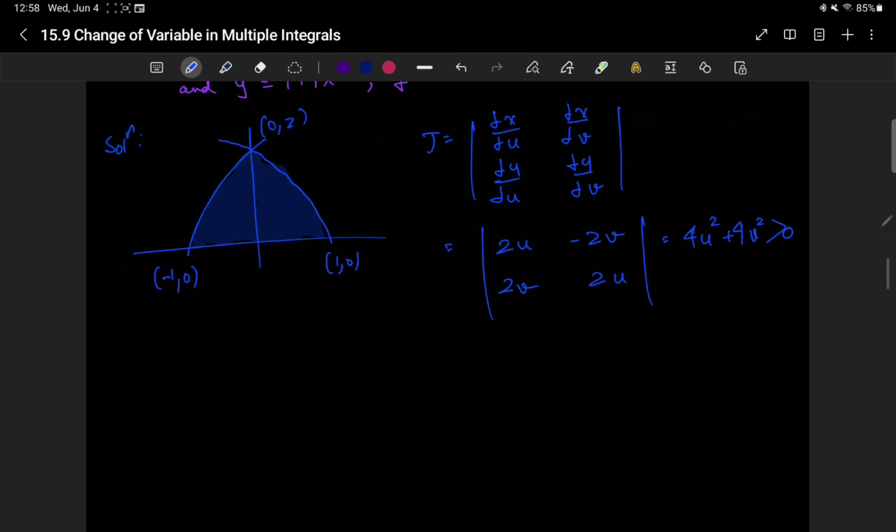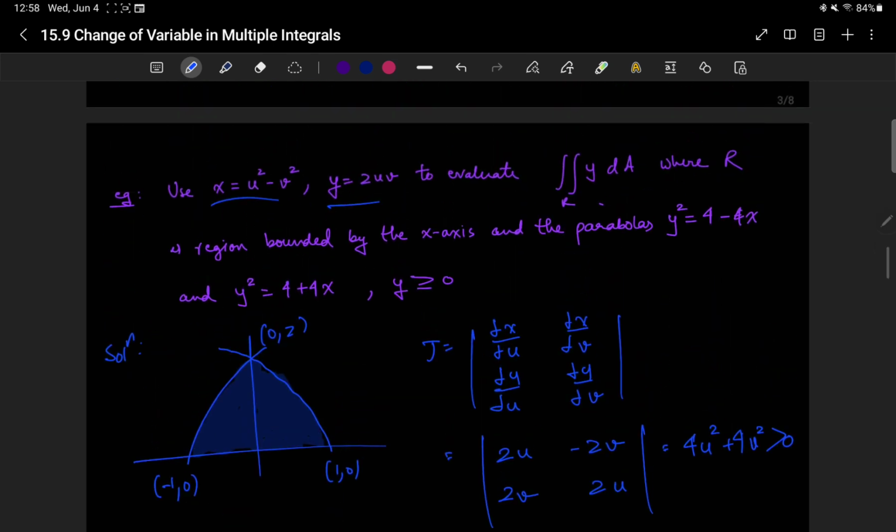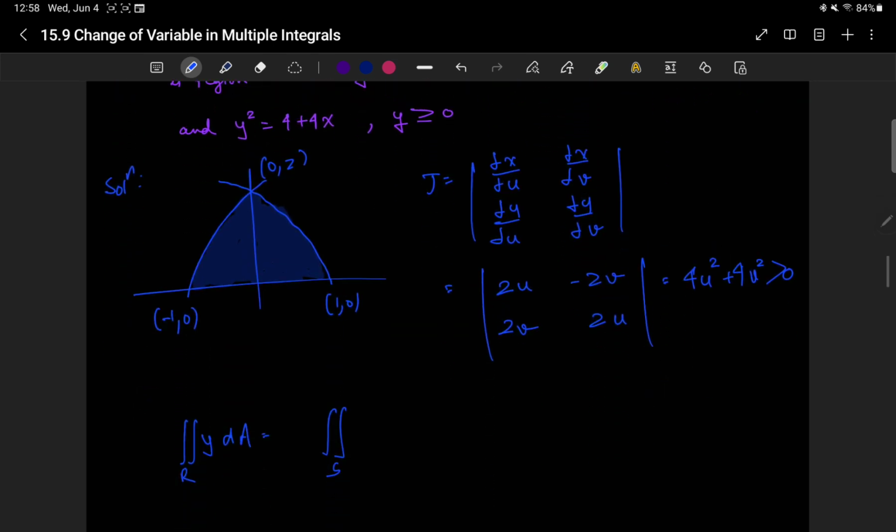So what does our theorem say? Our theorem says the integral of y dA becomes the double integral over this new region S of y, which is 2uv, then the Jacobian, which is 4 times u squared plus v squared, du dv. So here you see the adjusting factor is 4 times u squared plus v squared, just like the r from polar.